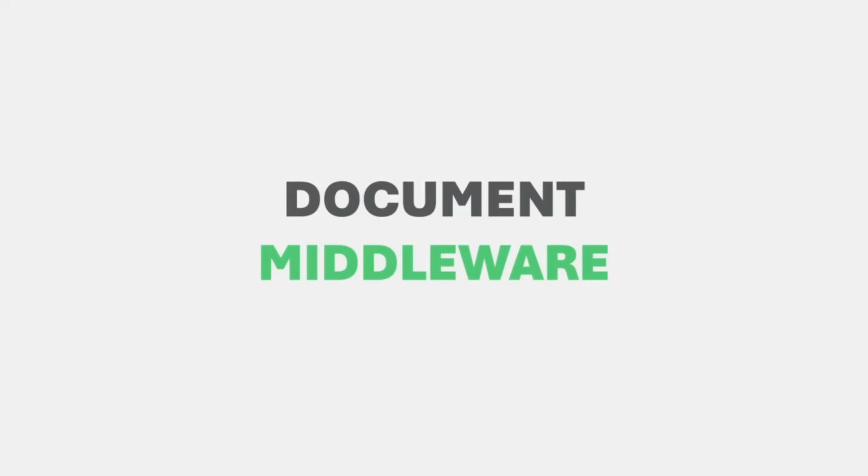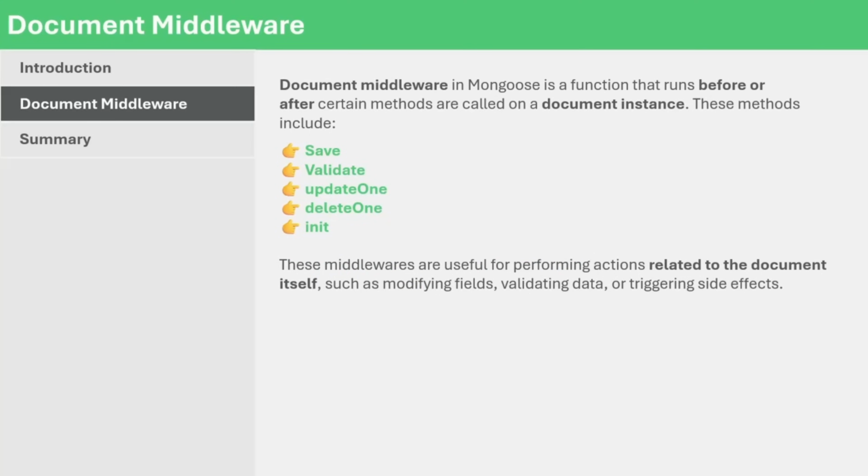In this lecture, we are going to continue learning about the document middleware, and we are going to focus on post-hook document middleware. In the last lecture, we learned that document middleware in Mongoose is a function that runs before or after certain methods are called on a document instance. These methods include save, validate, updateOne, deleteOne, and init. In this lecture, we are going to take the example of the save operation to understand post-hook document middleware, but the same will be true for other methods as well.